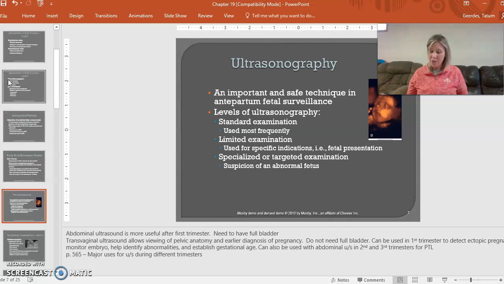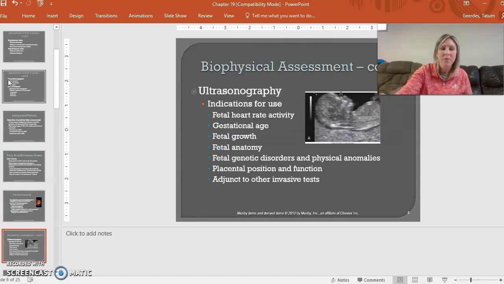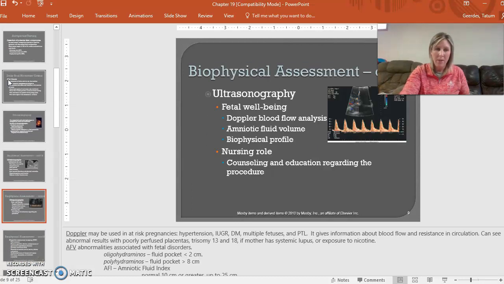And then that third trimester, we use it to, again, confirm gestational age of the baby. We also use it to see how large the baby is. We can detect any macrosomia that could be present. We can assess fetal position and also the position of the placenta. So on this next slide, again, you can see all the different indications for use like I've just gone through.